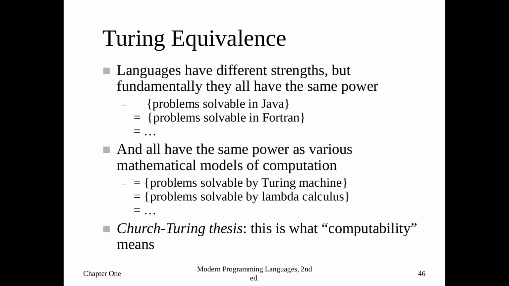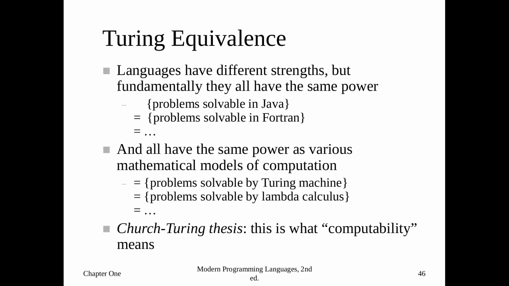Turing equivalence basically is talking about how every language has different strengths, but fundamentally they all have the same power, right? This is why we call them general purpose languages, and I alluded to this earlier. Essentially, any type of problem that we can solve in Java is the same as any type of problem we can solve in Fortran, is the same as any type of problem we can solve in C, on and on, ad infinitum, right? But they interestingly also have the same power as various mathematical models of computation. For example, what you'll learn about is called the Turing machine, which is equivalent to the lambda calculus.